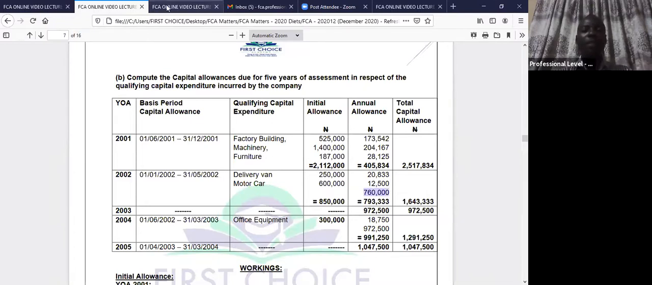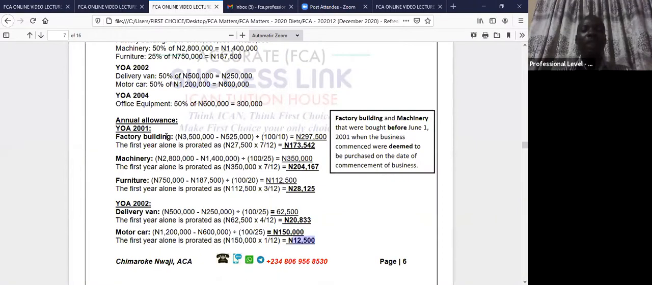Okay, let me explain. Remember, you had factory building from last year, machinery from last year, and furniture and fittings from last year. So what do we do? We bring their full annual allowances now. So let's calculate together. We have this 297,500. You now add it to this 350,000. Add to 350,000. You now add to this 112,500.